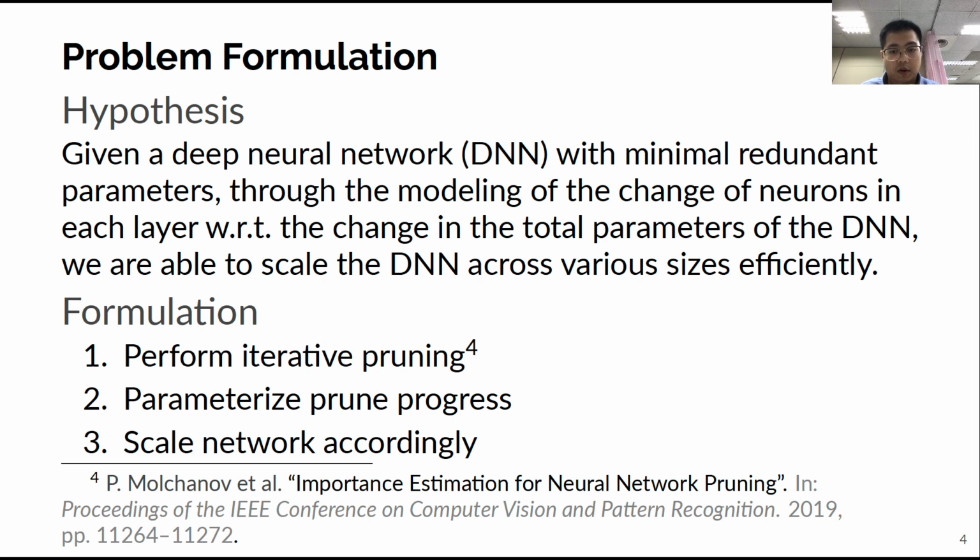To answer the problem of neuron selection, we first come up with a hypothesis. Given a deep neural network with minimal redundant parameters, through the modeling of the change of neurons in each layer with respect to change in total parameters of the deep neural network, we are able to scale the deep neural network across various axes efficiently. To validate our hypothesis empirically, we formulate our problem as follows. We first perform iterative pruning using the approach from the paper, importance estimation for neural network pruning. We next parametrize the prune progress. Lastly, we scale our network according to the parameterization we perform.